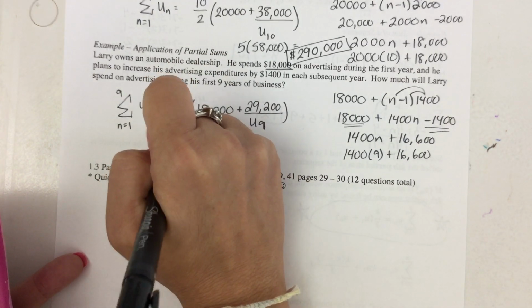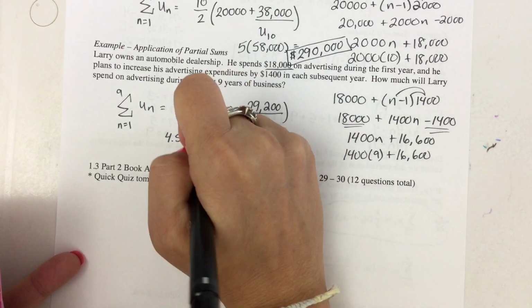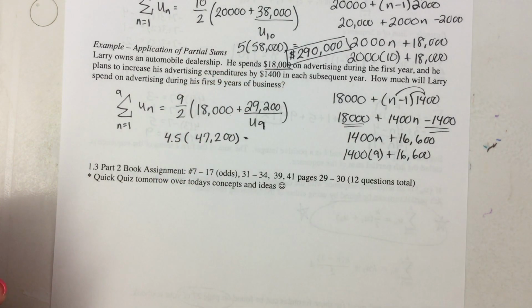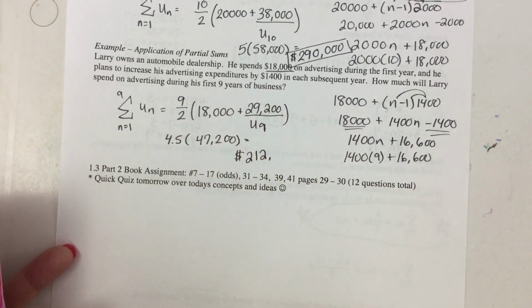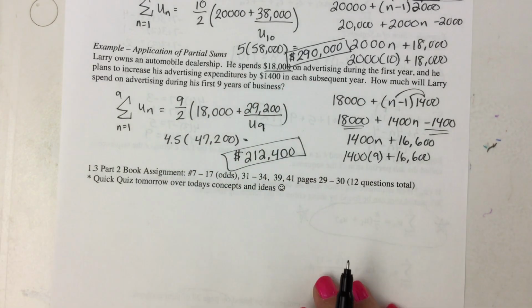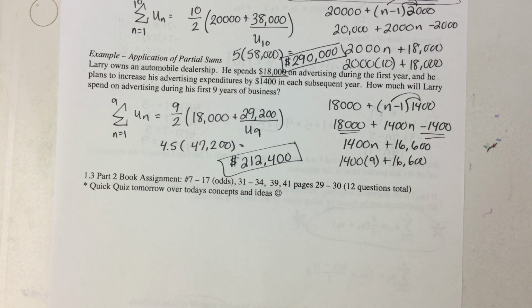So to find the sum, how much did he spend total during the first 9 years? 9 divided by 2 is 4.5. 18,000 plus 29,200 is $47,200. If I multiply that by 4.5, in 9 years, Larry spent $212,400 on advertising. So my friends, that is sums. That is finding the sum of a sequence using sigma.